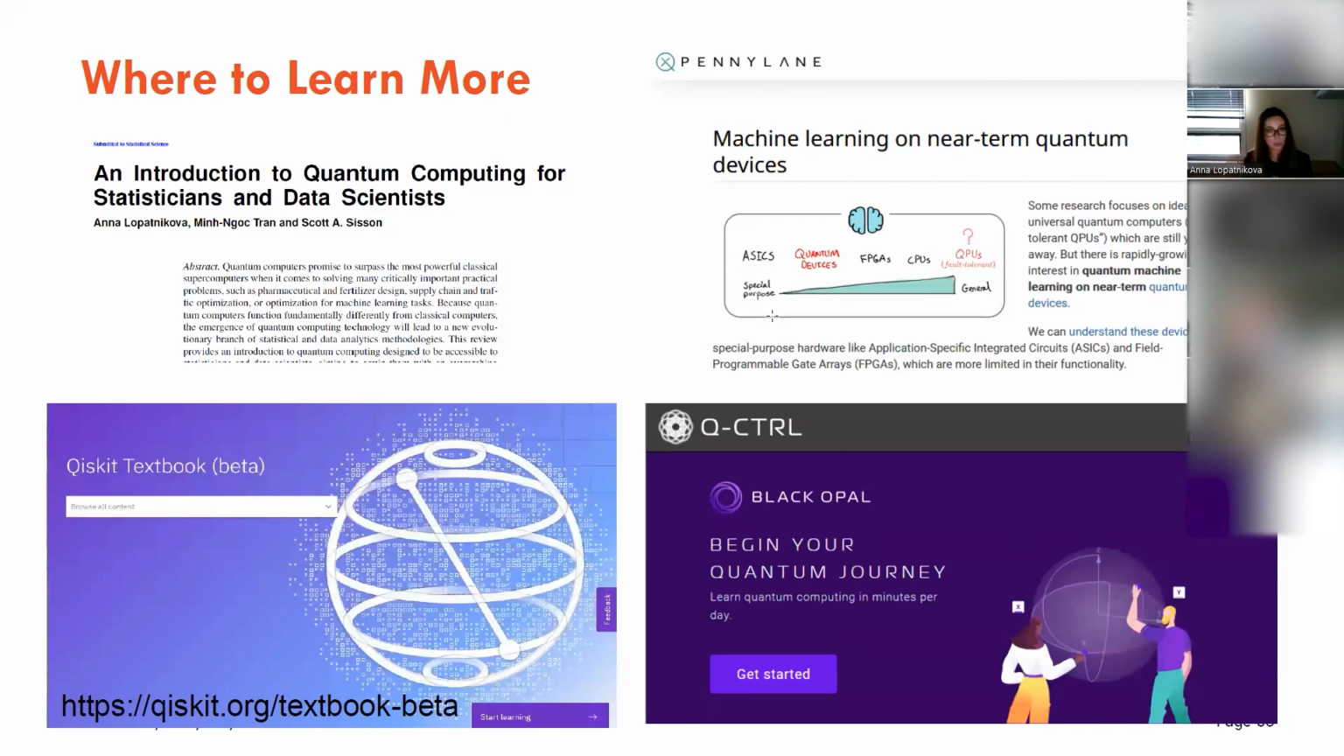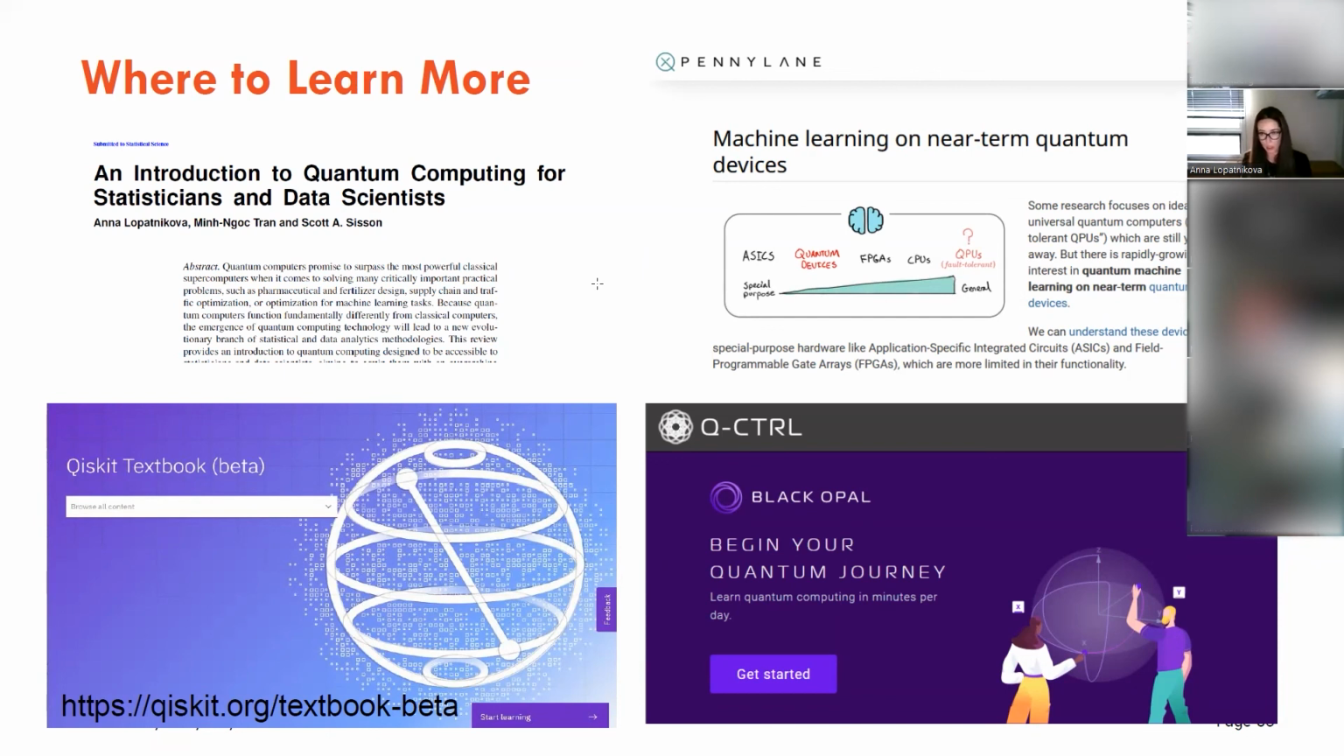So to conclude, if you got interested in quantum computing based on this talk, but want to learn more, here's the time for a shameless plug. Our colleague Min-Nok Tran, and I, together with Scott Sisson from UNSW, wrote an introduction to quantum computing for statisticians and data scientists that goes into more detail about what I talked about. There's an extended version of it online that lays out in fairly simple terms all the key algorithms that can be of interest to statisticians and data scientists.